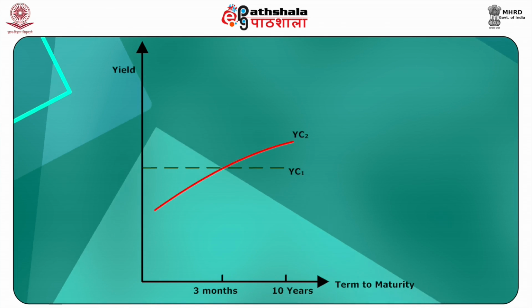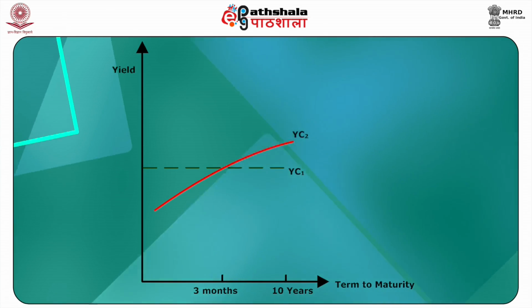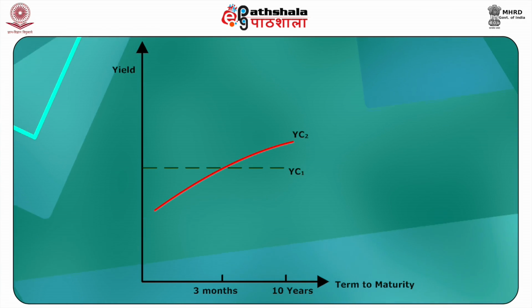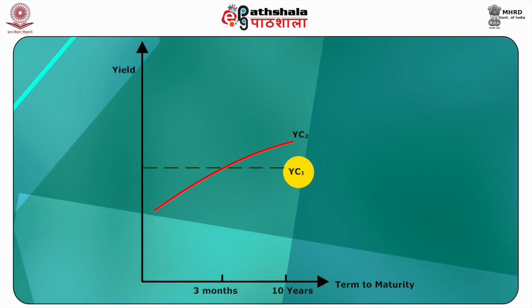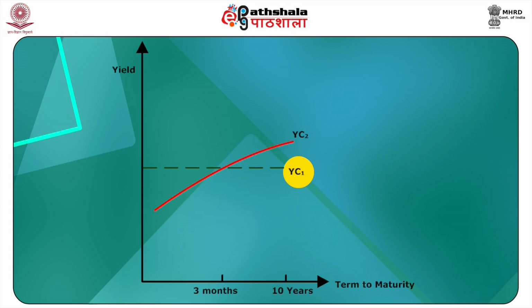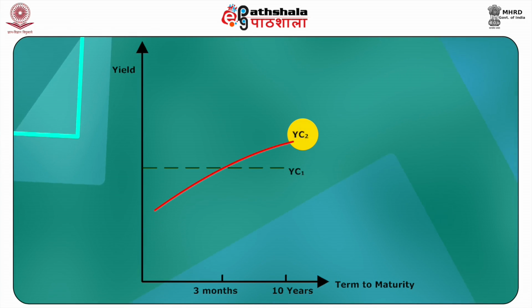Overall, the expectation of higher interest rates changes the demand for funds and the supply of funds in different maturity markets, which forces the original flat yield curve, labeled YC1, to pivot upward counterclockwise and become the upward sloping YC2.